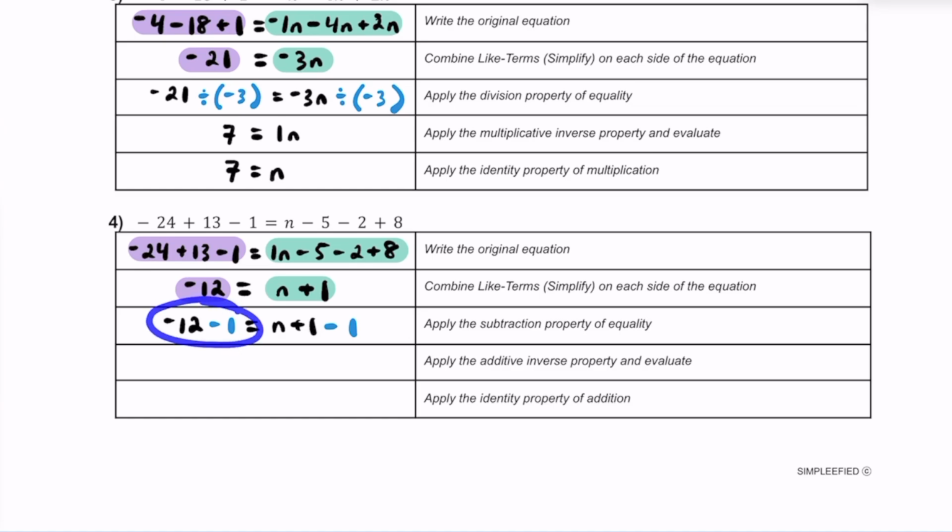On the left side, -12 minus 1 is going to be -13. And on the right side here, we have this 1 minus 1, or 1 plus -1. That's going to be 0, right? And that's using the additive inverse property. And then using the identity property of addition, we can drop that 0 and say n is equal to -13.